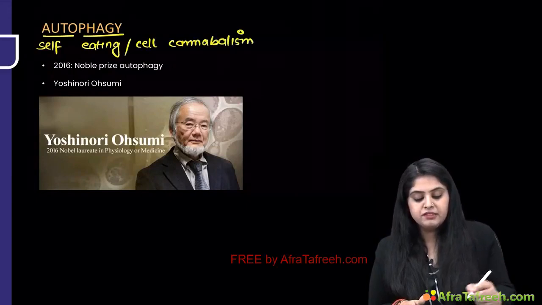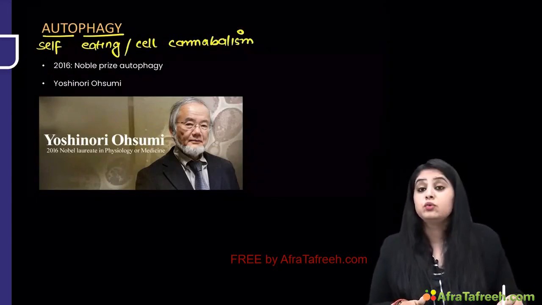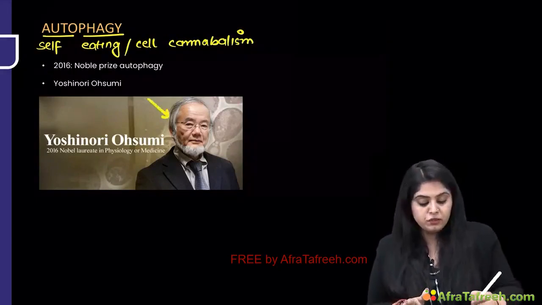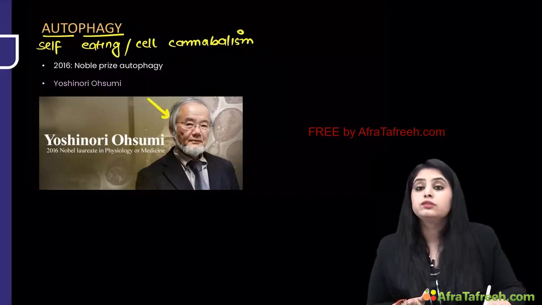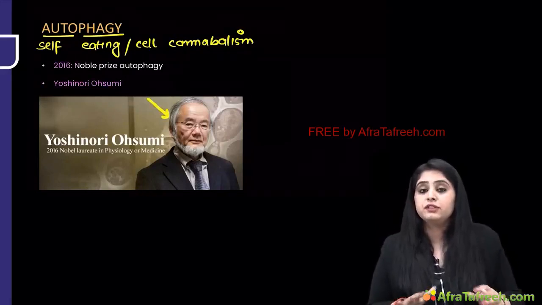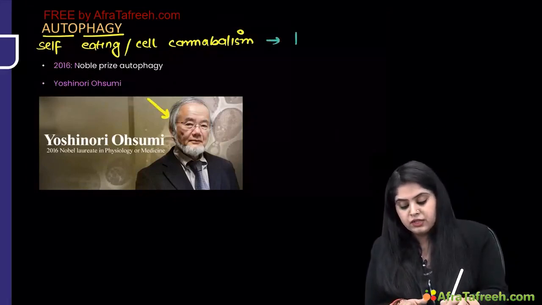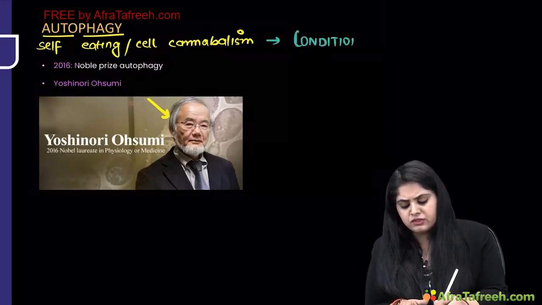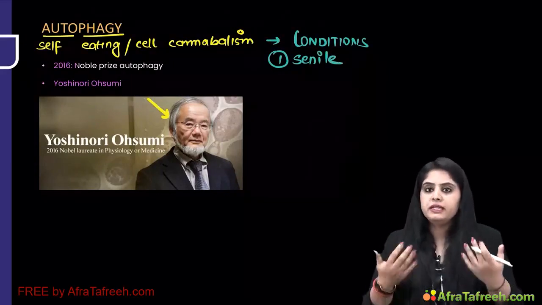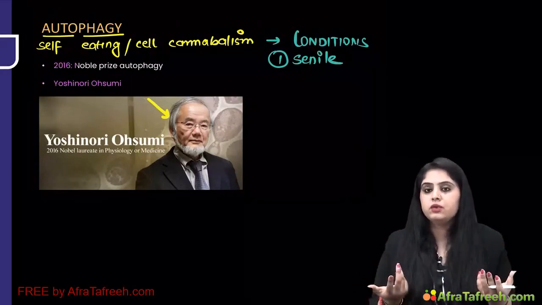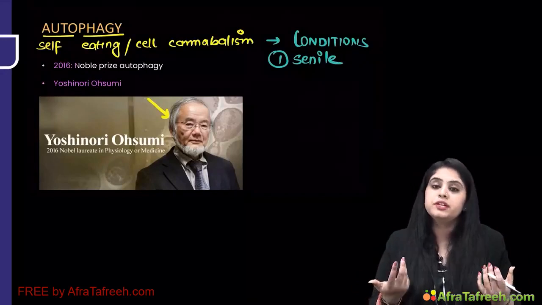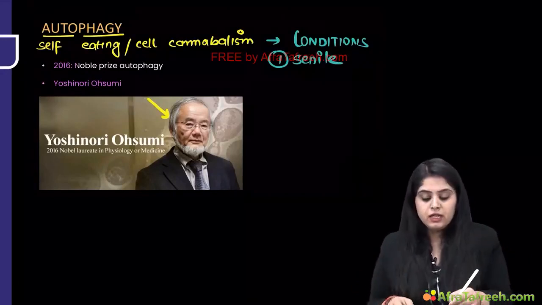Self-eating and cell cannibalism is what we see in autophagy. And please note that a Japanese scientist, Sir Yoshinori Ohsumi, got a Nobel Prize in 2016 for identifying all of this self-eating mechanism. And all of you know the conditions in which this is noted, some common sense conditions. For example, if someone is old, he will survive by eating his own, because nutrients are not there too much in old age, you don't eat a good amount of food and nutrition. So you survive by eating your own self.